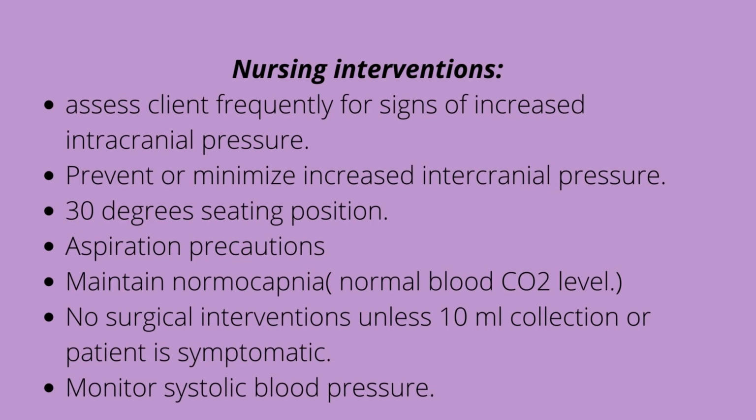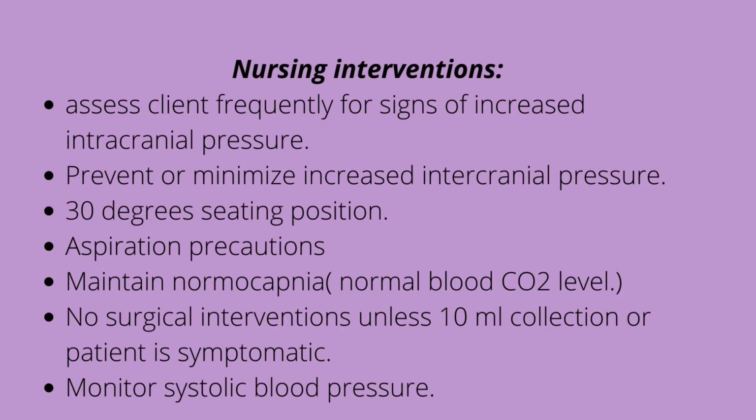Aspiration precautions are always in place. We maintain hypocapnia. Hypocapnia is the normal blood CO2 level. Why do we maintain it? This is because CO2 stimulates breathing. We need carbon dioxide. Remember, with subdural hematomas, it's a venous bleed, and we are losing the carbon dioxide in the blood. And if the carbon dioxide is not at a certain level, then your brain is not going to tell your respiratory organs to breathe. So we need to maintain the CO2 levels that enable us to breathe.